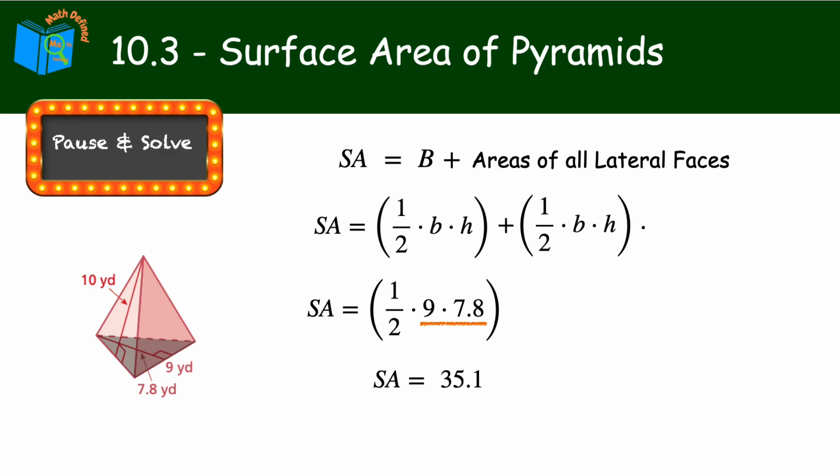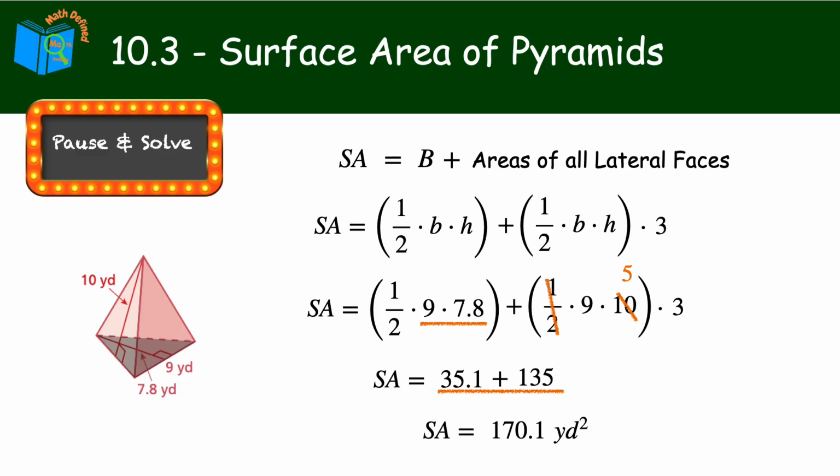Now for the areas of the 3 lateral faces. This time you can easily simplify the fraction before you multiply, and 9 times 5 times 3 is 135. One last step to find the surface area. 35.1 plus 135 is 170.1 yards squared.